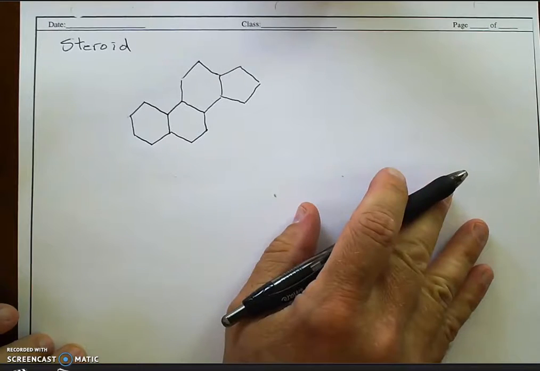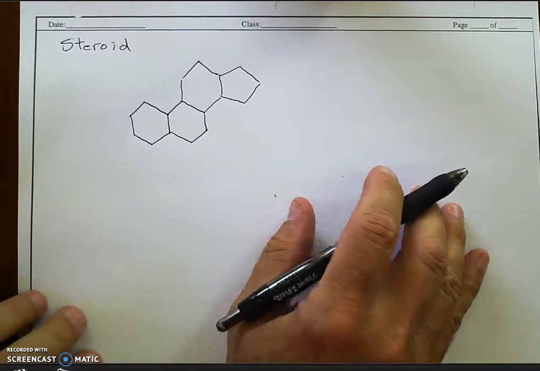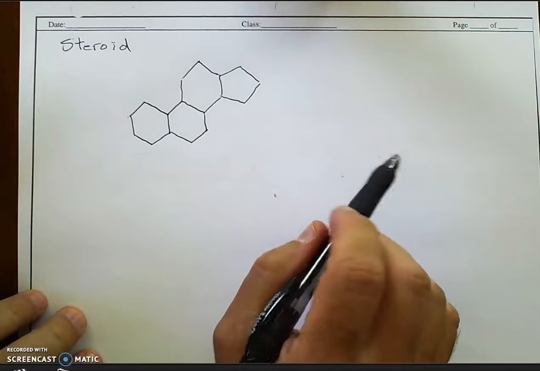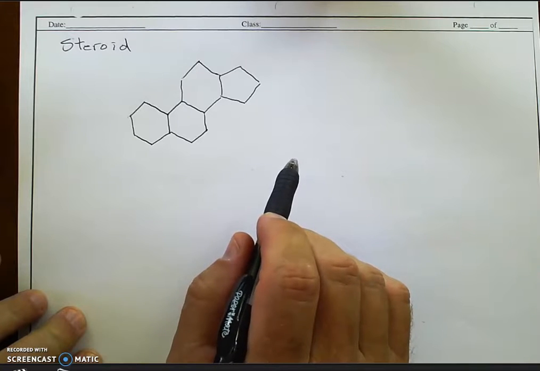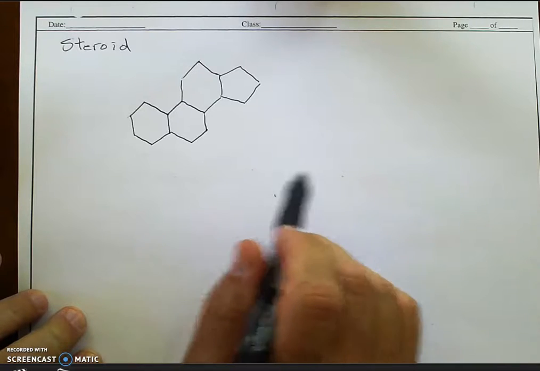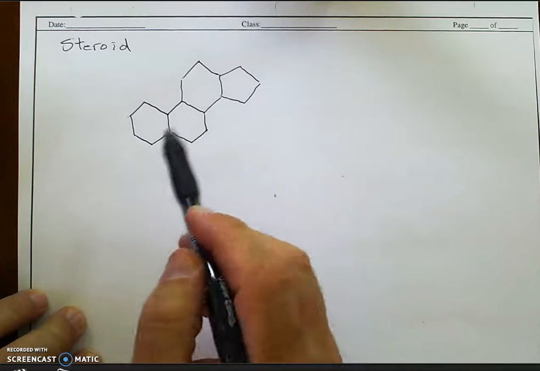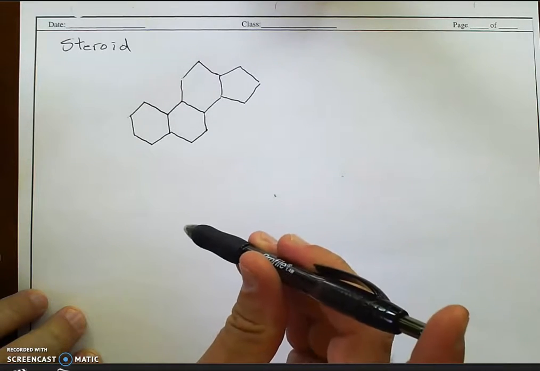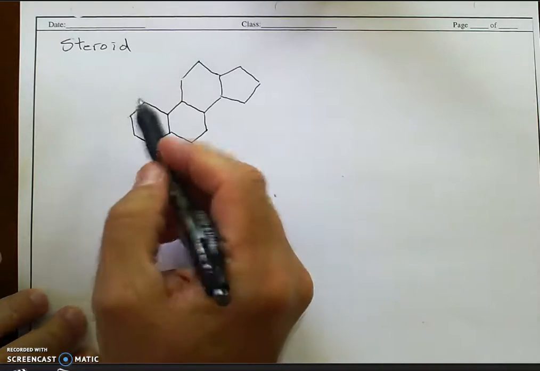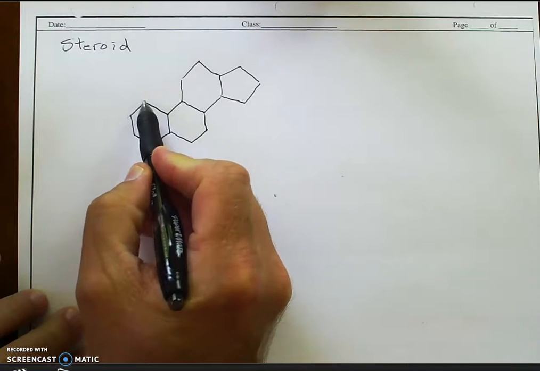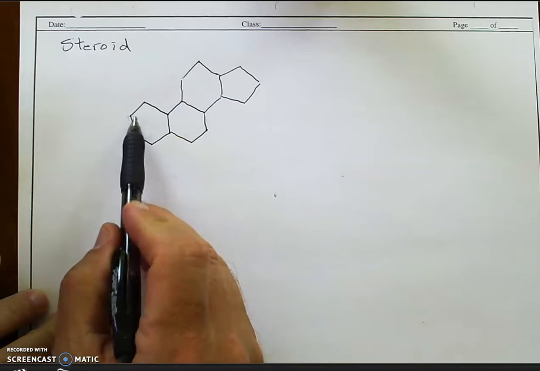Okay, so let's talk a little bit about steroids. Very different structure from triglycerides and fatty acids. You'll find this basic structure in all steroids. What you need to realize is that there are carbon atoms at each point on this.